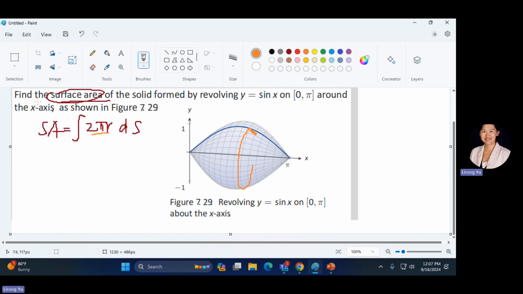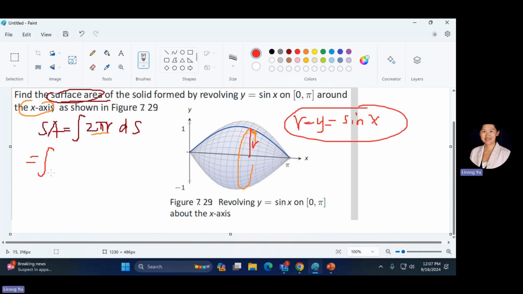So we're talking about revolving about x-axis. That's our revolution. So this is our radius. Our radius equals the y value, therefore equals sine x. That's the radius. And therefore our calculation is going to be 2 pi sine x, and then the root of, that's the ds part. The ds part is 1 plus the derivative, which equals cosine x, so cosine squared of x.